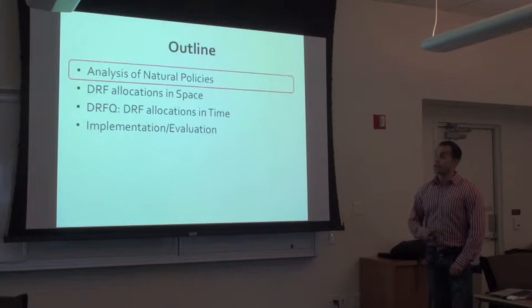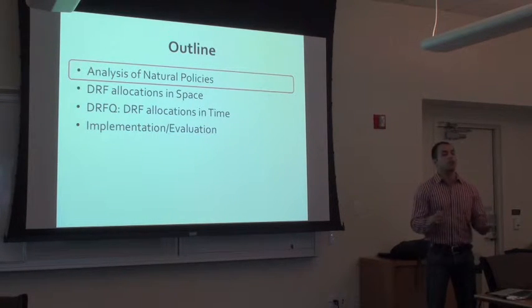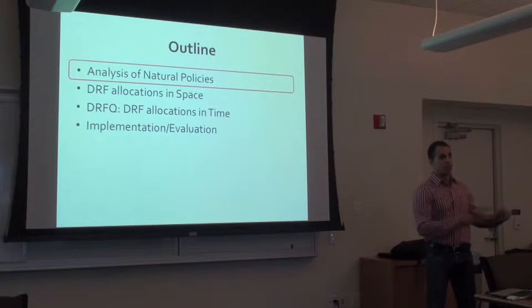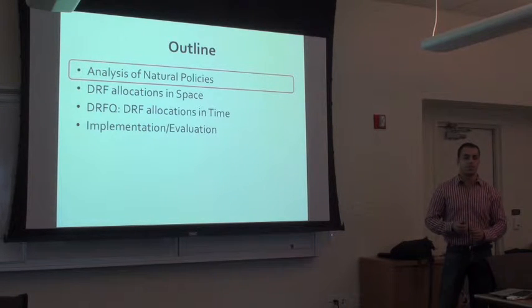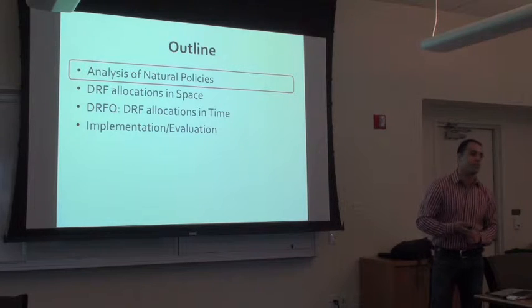So the outline of my talk is as follows. I'm going to start by going through some of the natural policies that we investigated initially. And we spent a lot of time actually looking around for different ways to do this. But they turned out to not satisfy some crucial properties that were identified in the past literature. After that, I'm going to go through DRF, this related work that we're building on. And thereafter, I'll introduce DRF queuing. And finally, I'll talk a little bit about implementation and evaluation.